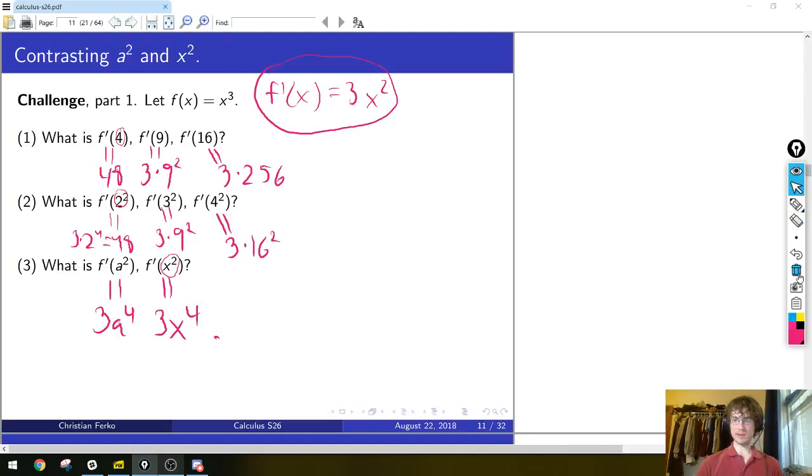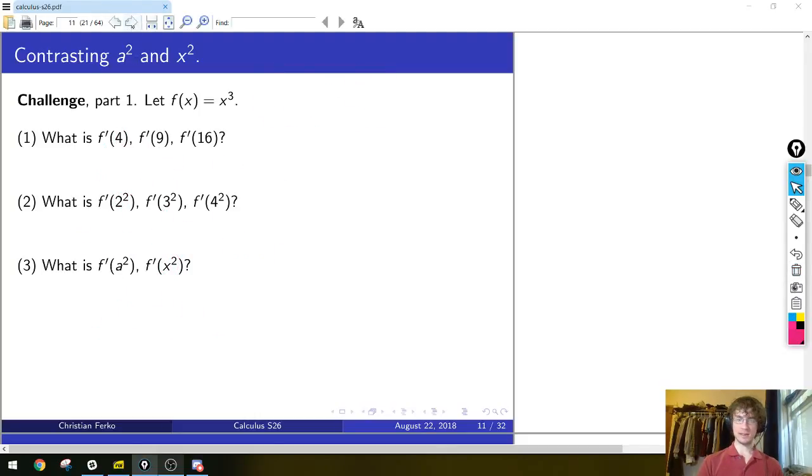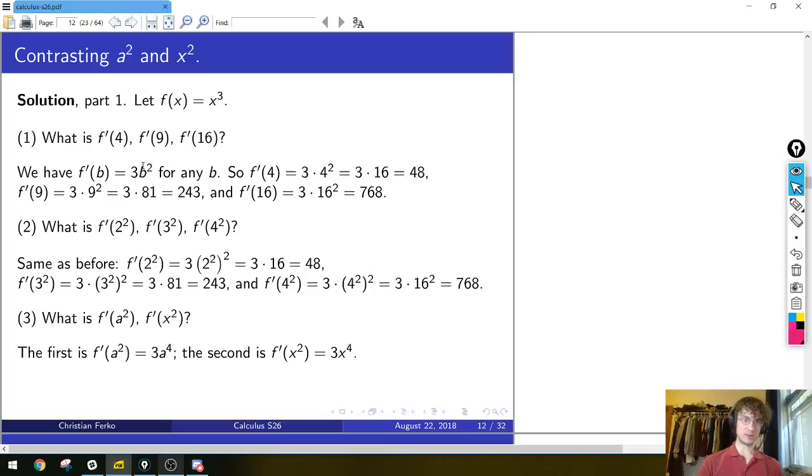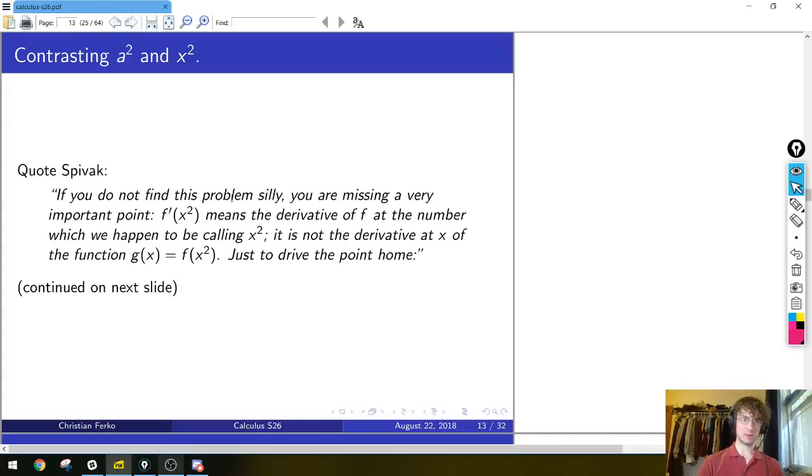Right, so at this point you may be thinking this is a very silly example, and if so, then Spivak, well, these are the solutions, but I mean the same as what you just said, so I won't go through them. Spivak says, after giving this problem, that if you do not find this problem silly, then you're missing a very important point. As I've said, f prime at x squared means the derivative of f evaluated at a particular number, and it just so happens that we are calling that number x squared. It's not the derivative at the point x of a different function, g of x equals f of x squared. So then he says, just to drive the point home, and gives you another problem.